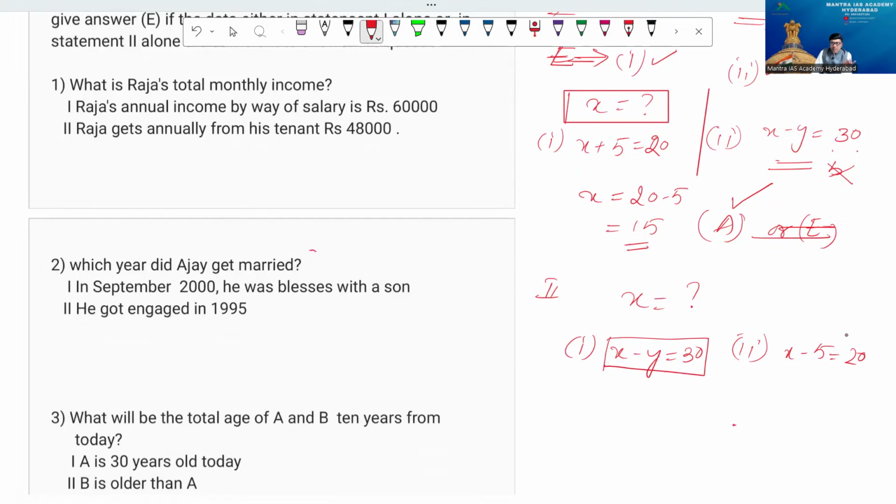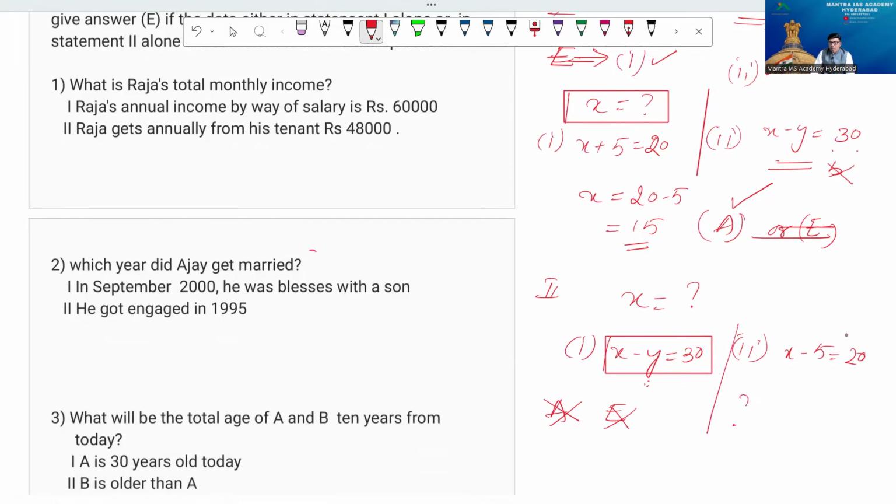x minus y is equal to 30 indicates, right? It's not possible. Why? Because the extra variable y is there. So I don't get the answer by using a single statement. So my answer is not A. If the answer is not A, obviously E is also not the answer, because E means individually we have to get the answer. So from here, I'll go to the second statement now.